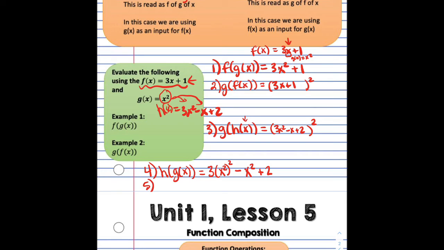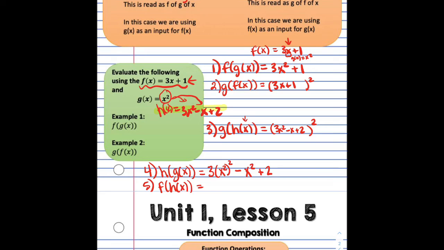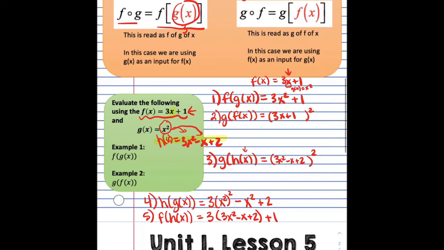I want to do f of h of x. Okay, so my input here is h of x. This is my input, and I'm plugging it in to my x values in f of x. So I have 3 times, instead of x, I'm writing h of x. So my h of x is 3x squared minus x plus 2. And then I still have plus 1 for f of x. Okay, so this is all we're going to cover today.